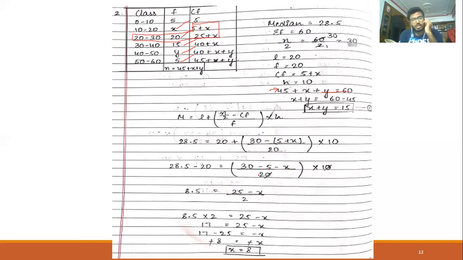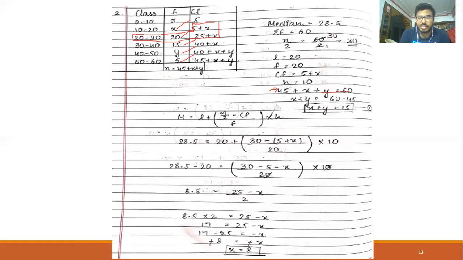Now, 8.5 is equal to 30 minus 5, it is 25, minus x upon 2. This 2 will go up. 8.5 into 2, that is 17, equal to 25 minus x. Okay, now what do you do? Take 25 to the other side. So 17 minus 25 is equal to minus 8, equal to minus x. Minus and minus will cancel. So x is equal to 8.